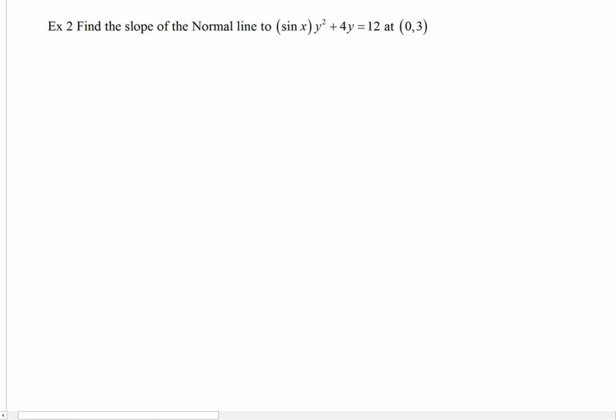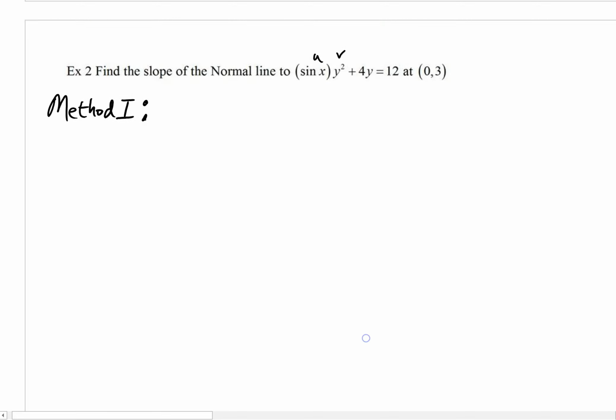It says, find the slope of the normal line to sine of x, y squared plus 4y equals 12 at a particular point, 0, 3. I tell you what, I'm going to call this method 1. I'm going to show you another method in a little bit. Method 1, we're just going to proceed exactly how we have on the front, and we'll just start off with the product rule. Remember the product rule, guys. It's u times v. If you're taking the derivative, it's uv prime plus u prime v.